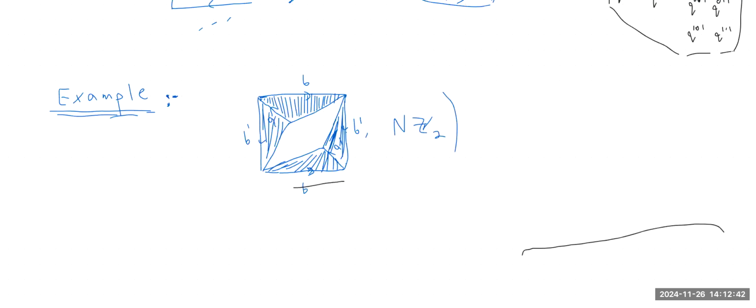outcomes, our measurement space, and the nerve of Z2 will be our outcome space.